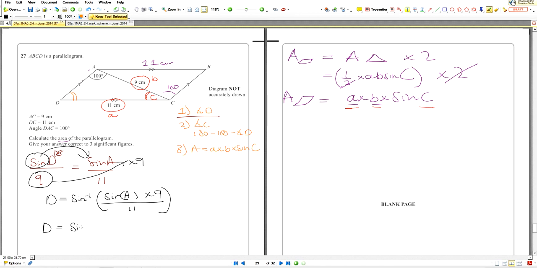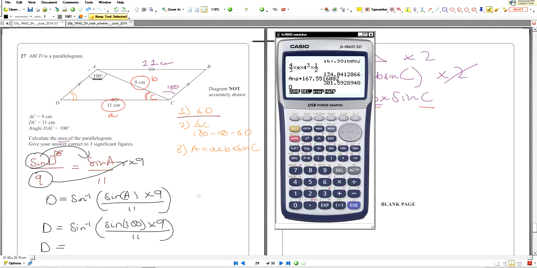So sine to the minus 1 of the sine of A, and here the A value is 100, sine of 100, close the brackets, times by 9 divided by 11, close the brackets, and that will give us D. Let's see what that gives us. Let's pull up my calculator.